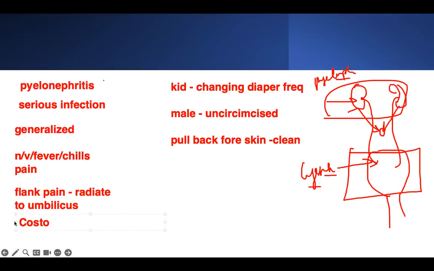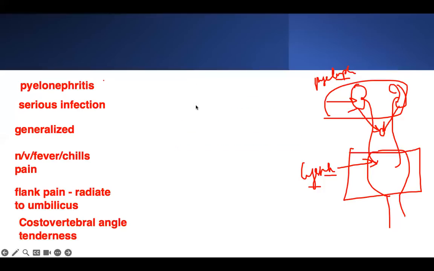And they may give you this costovertebral angle tenderness. It's very key. The best way to remember is the same as the flank. It's on the side, costovertebral. It's between the costal area and the vertebral, the angle, and it radiates. So they have costovertebral angle tenderness. That is classic for what? Pyelonephritis. So don't forget that.